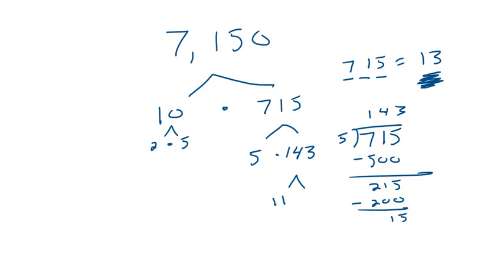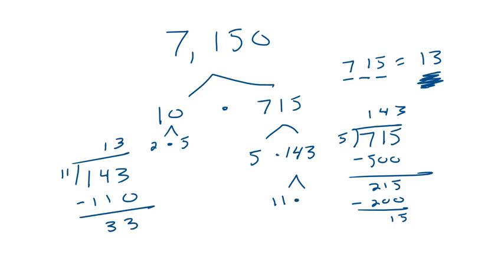Does 11 go into 143? I'll write this on the left. 143 divided by 11. 11 actually does go into 143. Goes into 14 once, so I'll subtract 110. We're down to 33. 11 goes into 33 3 times. So 11 times 13.